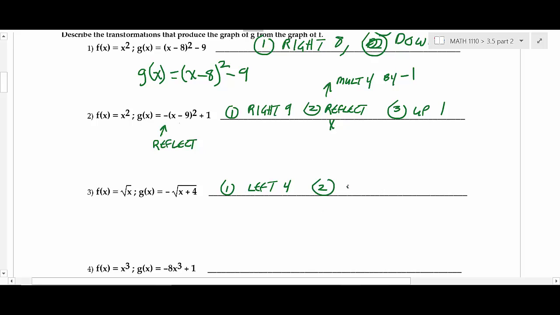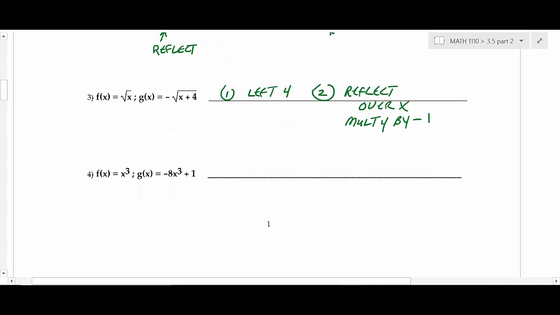And then the second one would be reflect over the x-axis. Okay, and again, what that's doing is that's really multiplying y by negative 1. It's a good idea to write that multiply y by that because that really helps you remember and understand how that goes. Okay? All right.